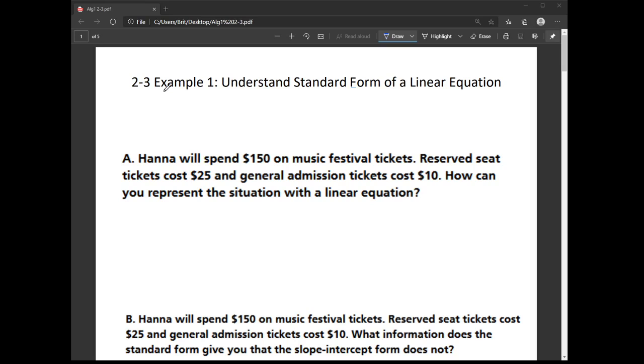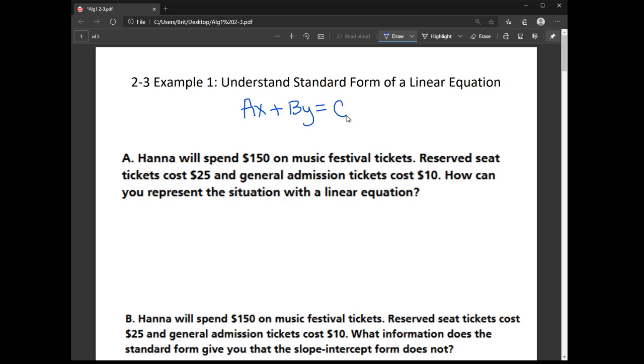In this video, I'm covering example 1 from lesson 2-3 in the SavvasRealize Algebra 1 textbook. In this example, I'm going to be looking at the standard form of a linear equation. You might be wondering what that standard form looks like. It is an equation written in the form of ax plus by equals c, where c is just a constant term, some kind of number. So this is some kind of number times x plus or minus some kind of number times y equals a constant.